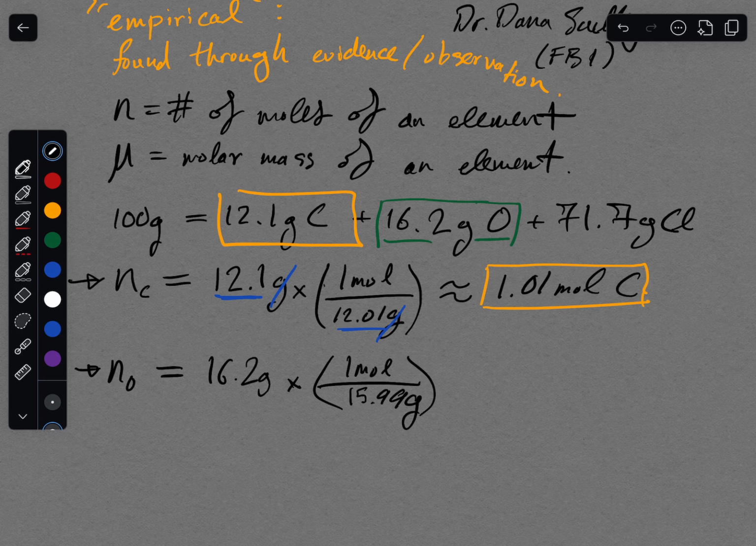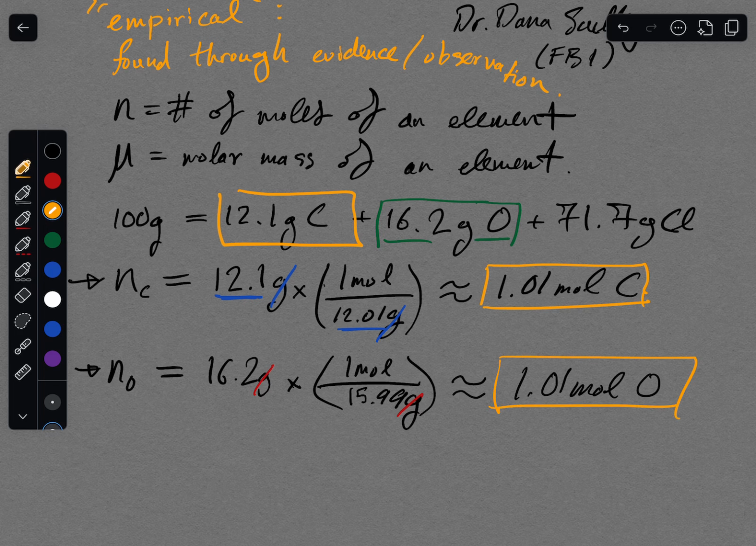And so what do I end up with here? By the way, this squiggly equal sign means approximately equal to. This turns out to be, once again, about 1.01 moles. But of course, this time it's moles of oxygen. So again, we had our grams cancel out and we were left with moles. So I'll hold on to that.